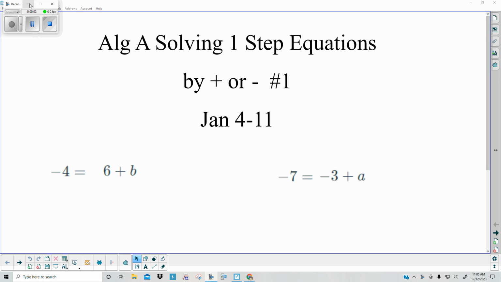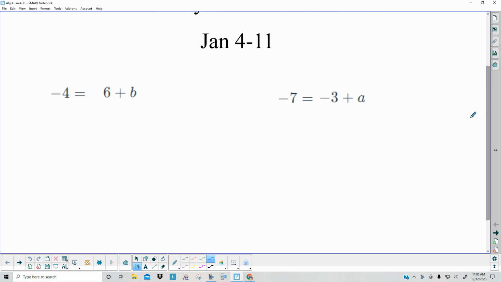Hello, everybody. So this is for Algebra A, and you guys are going to be looking at solving one-step equations that have to do with adding or subtracting. There'll be 3 assignments on this, and the basic idea is whatever's with the variable, you add or subtract whatever the number is to the other side.